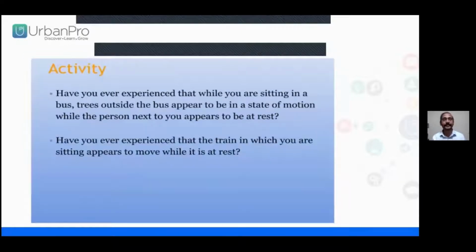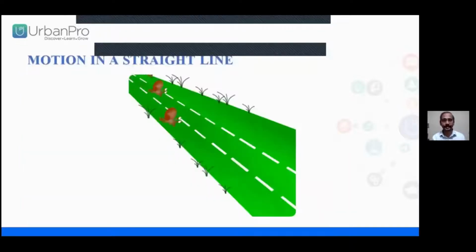A body can be in a state of rest and in motion simultaneously, with respect to two different bodies. Now, have you ever experienced that while you are sitting in a bus, trees outside the bus appear to be in motion while the person next to you appears to be at rest? There are different examples like this in our personal life.